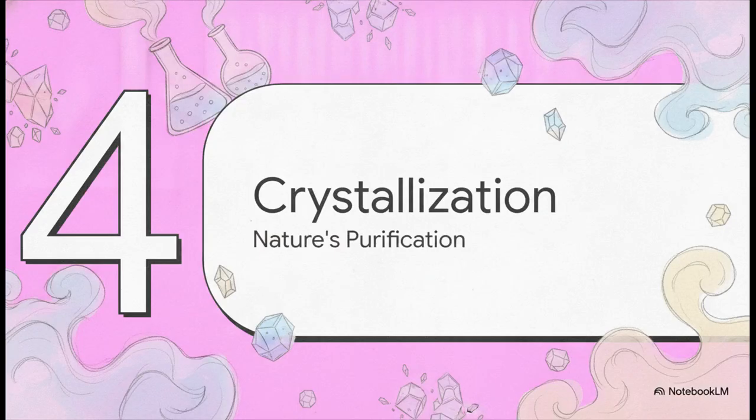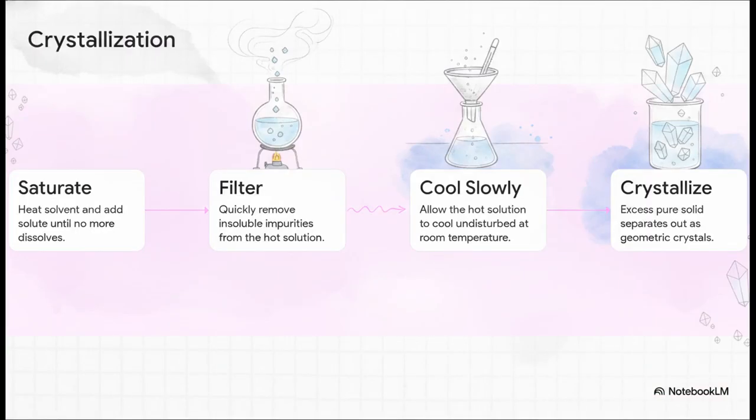Which brings us to Section 4, Crystallization, Nature's Purification. Crystallization is this amazing way we can separate a pure solid from a solution, and it relies entirely on the rules of heat and solubility we just talked about. Here's how it goes down. Step 1. You heat your solvent and cram it absolutely full of a solute until it is totally saturated. Step 2. Quickly filter that hot solution to get rid of any undissolved, unwanted impurities.